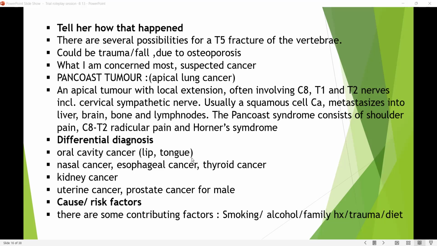Okay. So it could be due to lung cancer or other cancer like oral cavity cancer, nasal cancer, esophageal, thyroid, kidney, uterine cancer. If it's a female, male for prostate. Okay, and risk factor, because you do smoking, and also there is a family history, if any family history positive or any trauma. So you can mention those are the contributing factor.